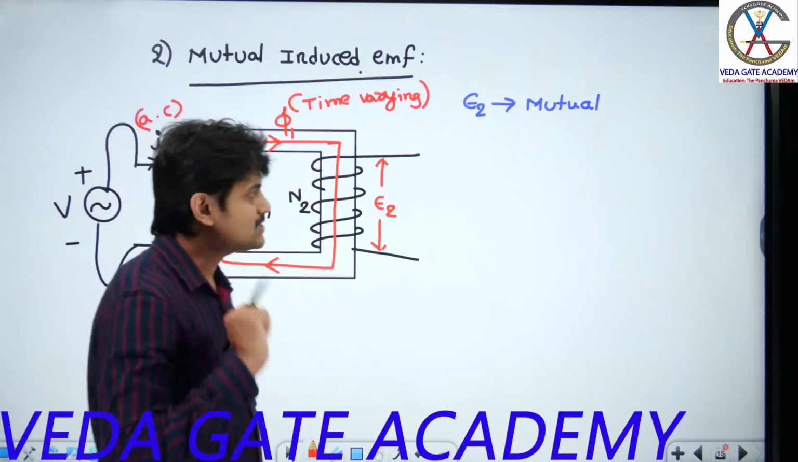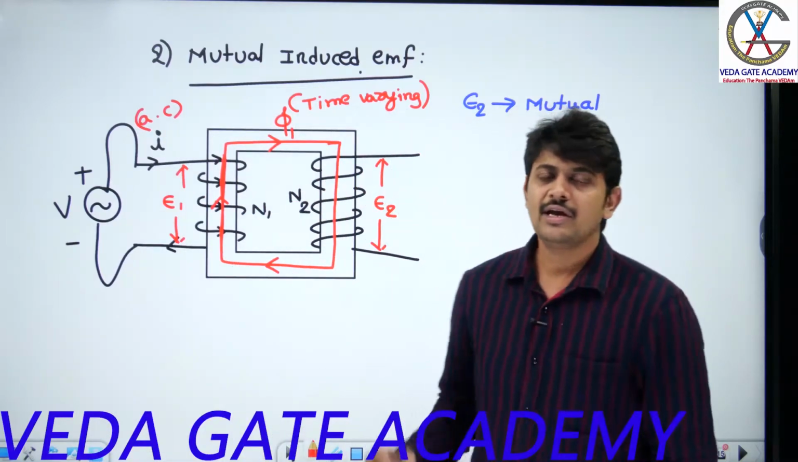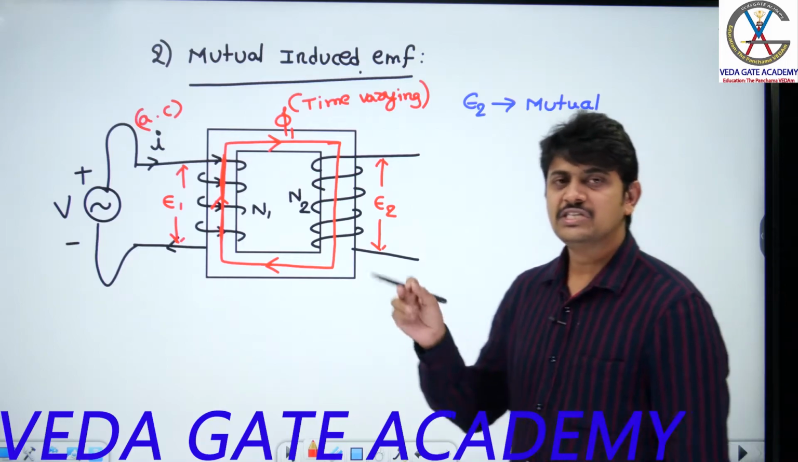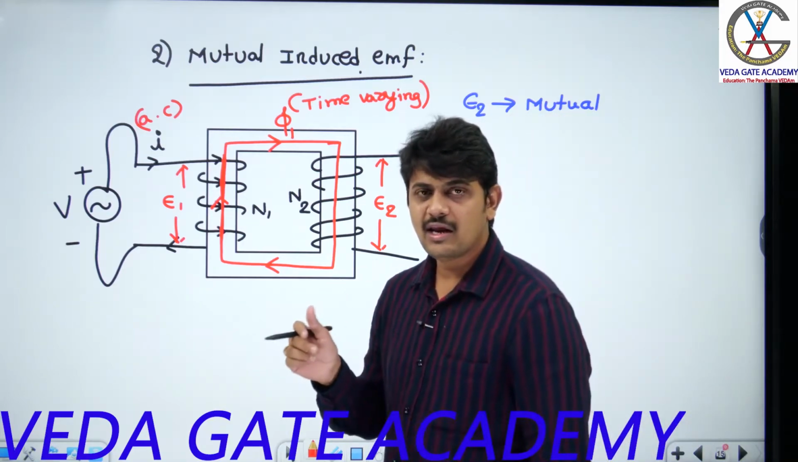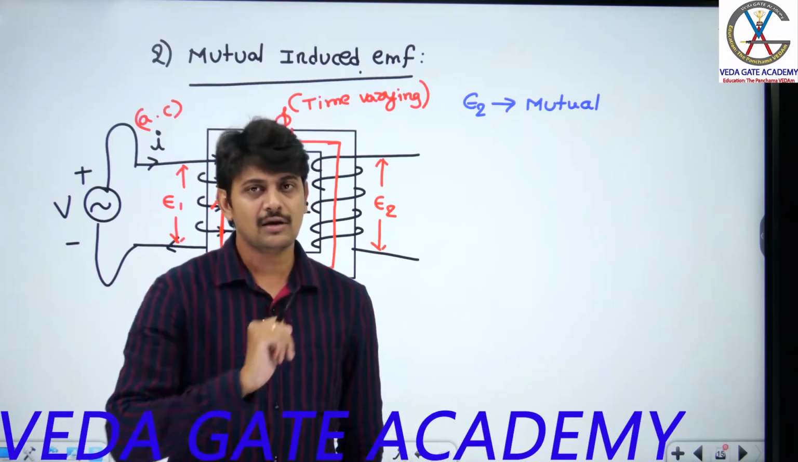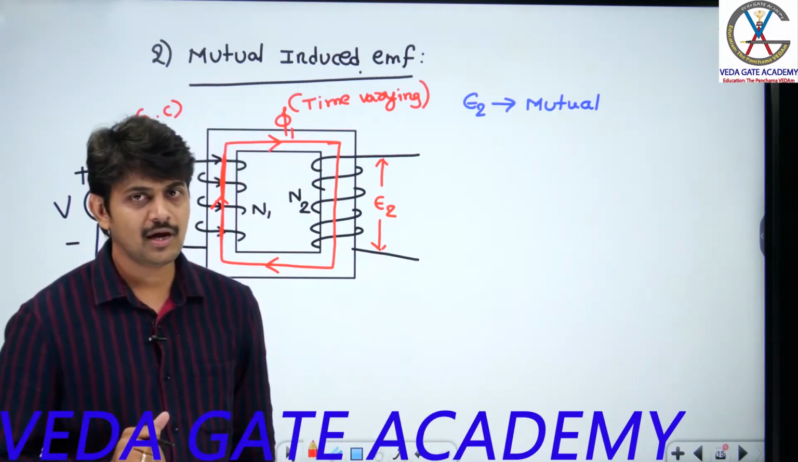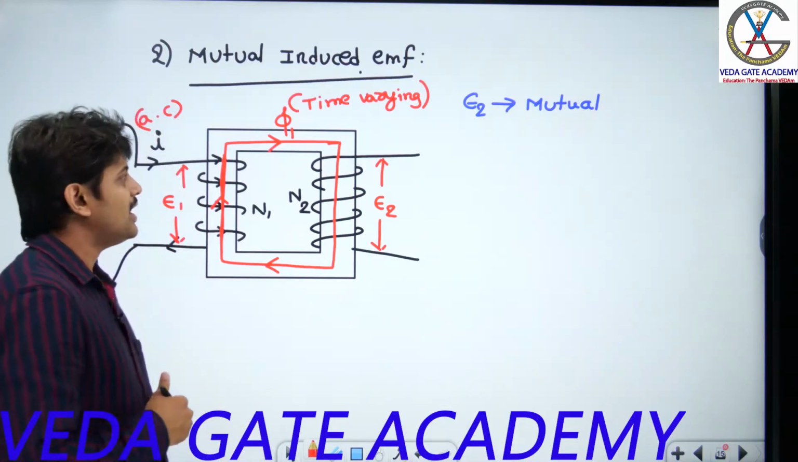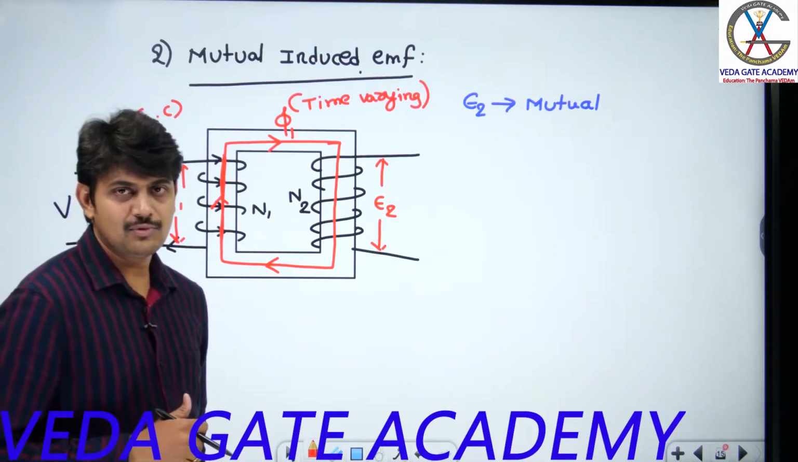Okay, so the definition of mutual induced EMF is, it is an EMF induced across a coil because of change in flux linkages which are created by the current flowing through another coil which is mutually coupled to this one. I hope you understand the definition of mutual induced EMF. Now let us try to determine the magnitude of this mutual induced EMF.